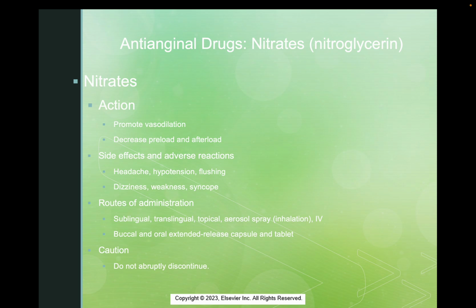So these are what we call anti-anginal drugs. The action of a nitrate is to promote vasodilation. So this would be like nitroglycerin. You will see patients come in with chest pain, and if it's indicated for that chest pain, they will receive nitro. You can give nitroglycerin in many different routes, so sublingual, translingual, topical. You'll see it as a paste. A lot of times they will paste it directly onto their skin, or it comes in small, tiny pills that you put under your tongue. Those are the most common ways to give it.